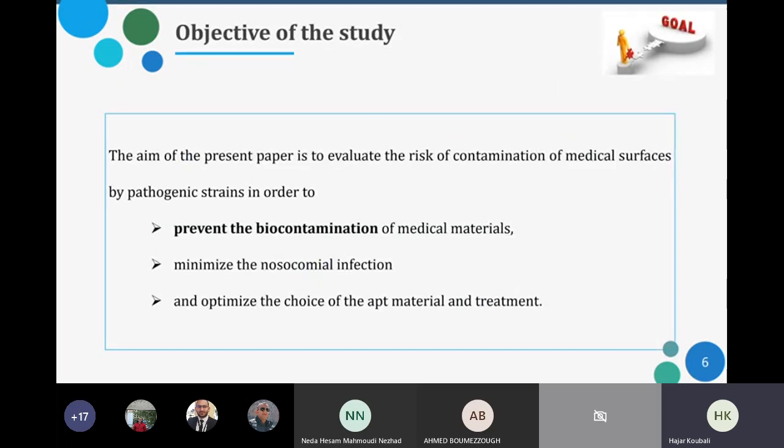The goal of our study is to evaluate the risk of contamination of medical surfaces by pathogenic strains in order to prevent the biocontamination of medical materials, minimize nosocomial infections, and finally to optimize the choice of the appropriate material and treatment.